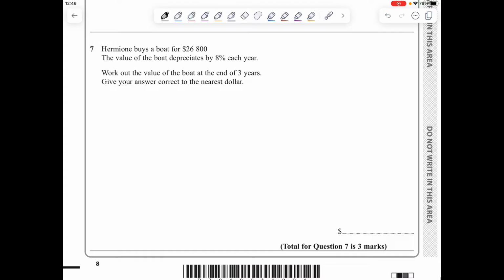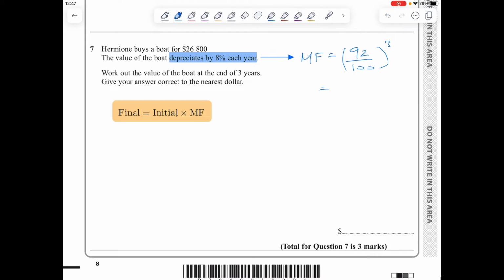For question 7, I'll use the following formula. Final amount equals the initial one times the multiplying factor. And in this question, I have a depreciation by 8% per year, which means that the multiplying factor is 92 over 100 per year. Now the 92 is 100 minus 8. So MF equals 92 over 100. Now because I have 3 years, I have to raise this to the power of 3 as a decimal, 0.92 to the power of 3 for all 3 years.